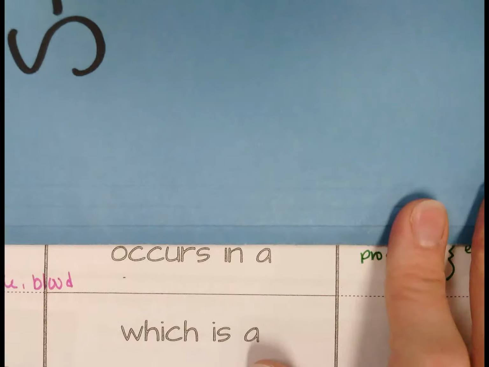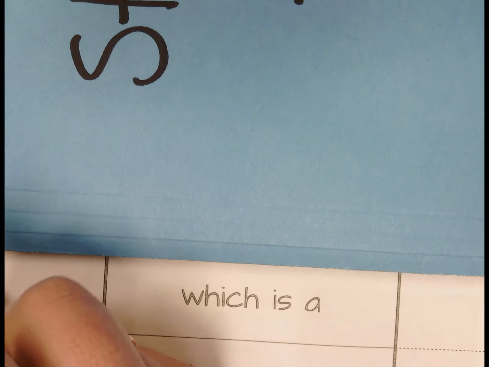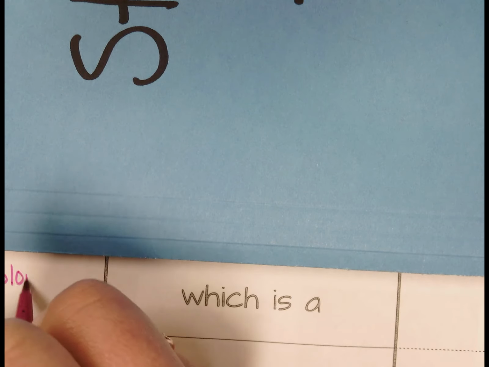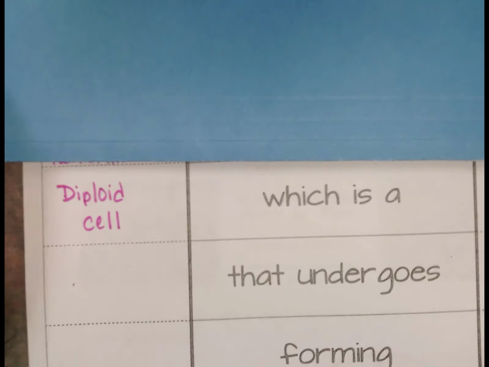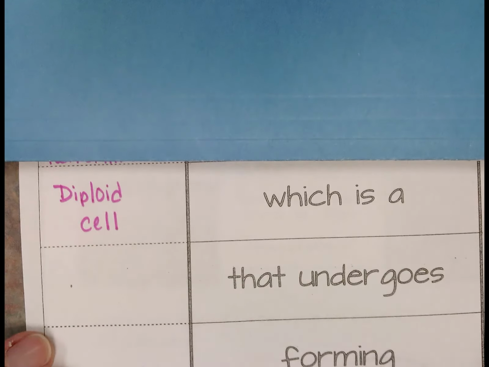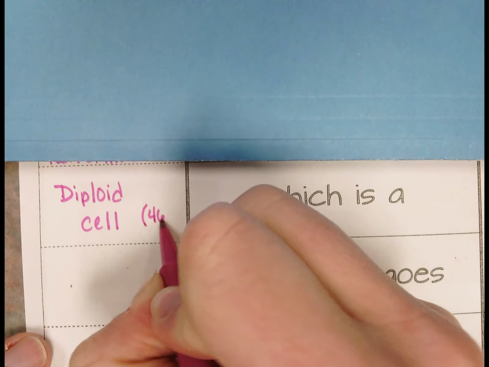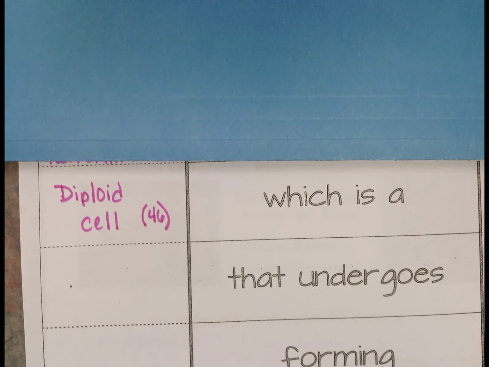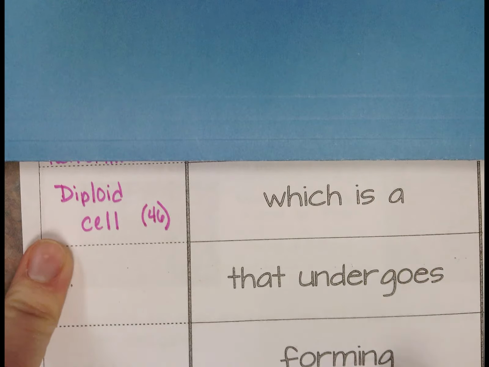Cover that one up. So mitosis occurs in a body cell, which is a diploid cell, meaning it has all 46 chromosomes. There is none missing for mitosis. So the body cells are all diploid. They all have 46 chromosomes.